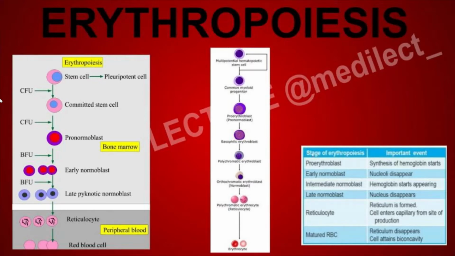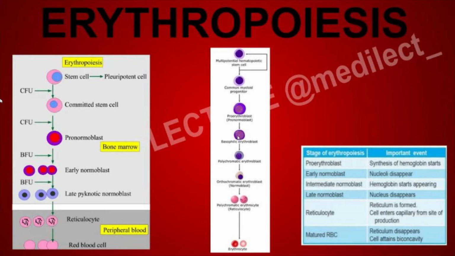So over here, remember, the synthesis of the hemoglobin starts from the pro-normoblast stage. But the hemoglobin starts appearing from the intermediate normoblast stage. Remember, the hemoglobin appears in the intermediate normoblast stage, while the synthesis starts occurring in the pro-normoblast stage. So remember this difference. In the pro-normoblast, synthesis of the hemoglobin starts, while in the intermediate one, hemoglobin starts appearing. And that's why the cytoplasm appears grayish in color.